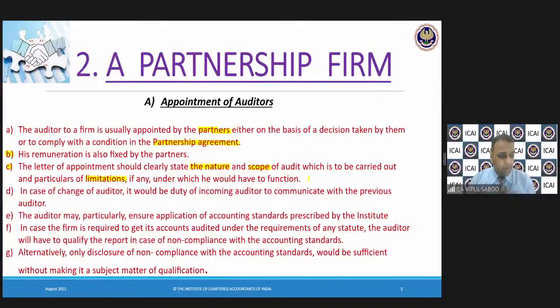Jamil, what are you referring to? Point G from sole proprietorship or over here in partnership firm? So I just want to know, there are inherent limitations of audit, right? You have read about it.